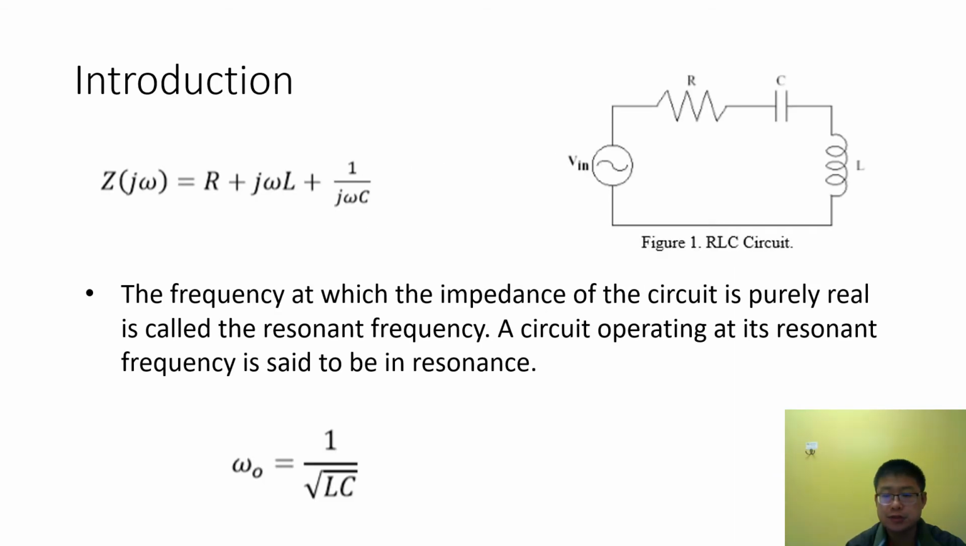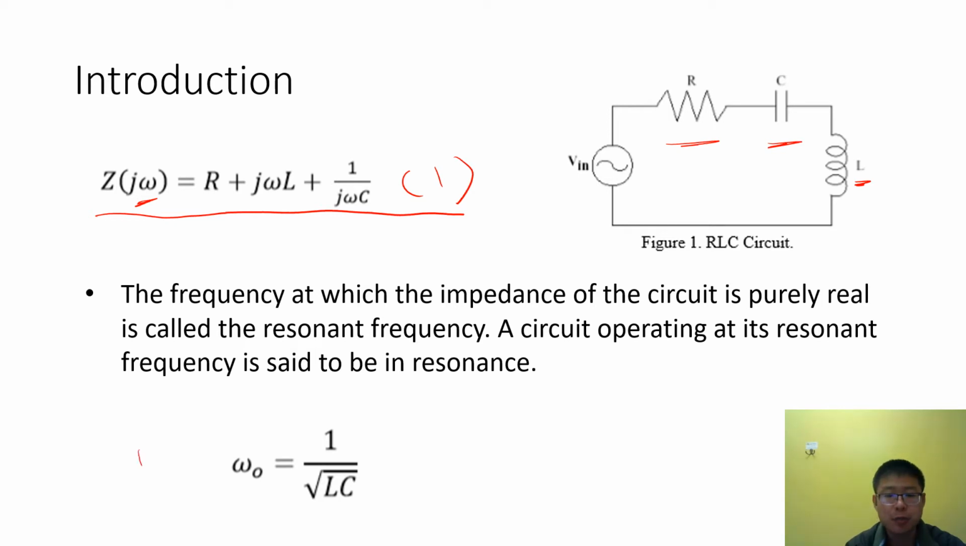Figure 1 shows the RLC circuit. It has one resistor, one capacitor, and one inductor. The impedance of this circuit can be written as in equation 1. It's obvious that the impedance is a function of omega. Omega is the frequency of this circuit.